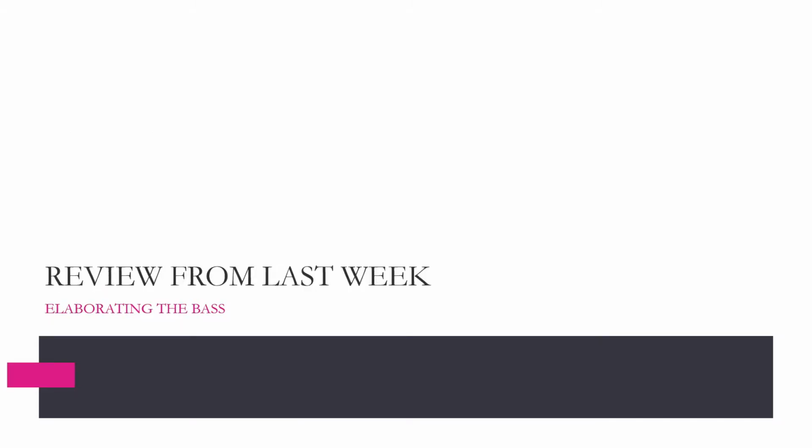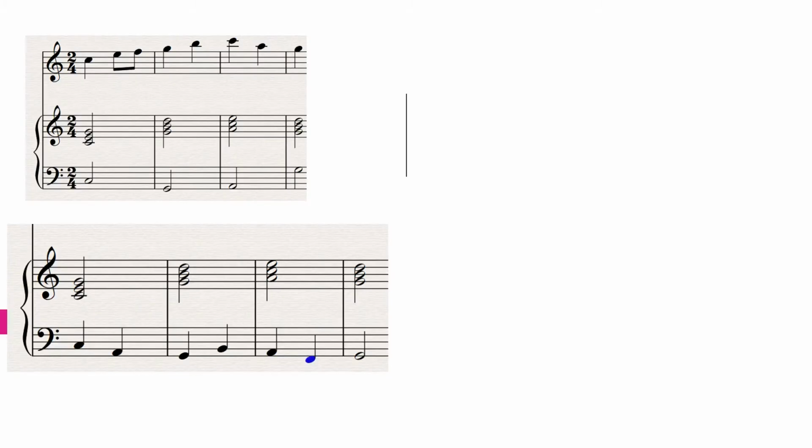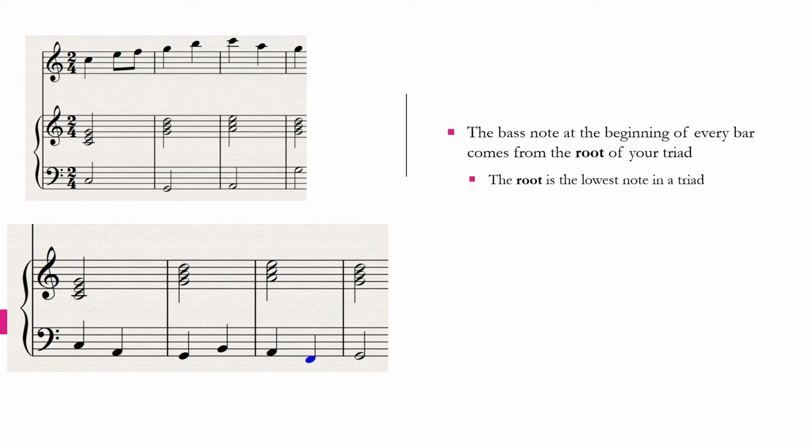Before we get too far, we really need to talk about what happened last week just so that we're all on the same page. Last week we were talking about how to elaborate a bass line. When we start elaborating a bass line, we have to determine the root of whatever triad we're using. So in this case, the root of each of these triads is the lowest note, so we just transpose that down into the bass. That gives us our starting bass note.